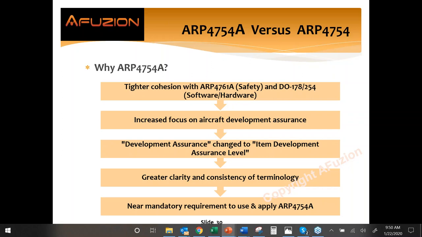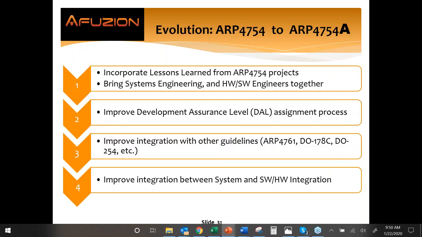4754A has tighter cohesion with the safety process, okay? And the hardware software process. There's an increased focus on the aircraft development assurance. Now, we also changed development assurance to item development assurance. The system DAL, the FDAL, functional DAL, could be different than the item DAL, item, hardware software component. There's also greater clarity and consistency of terminology and a near mandatory requirement to apply it, okay?